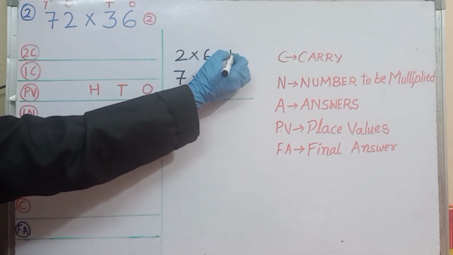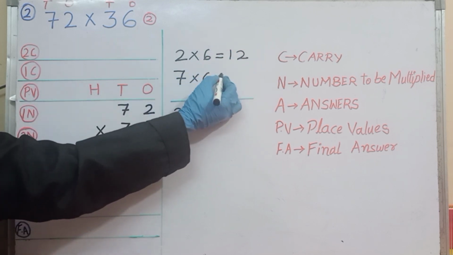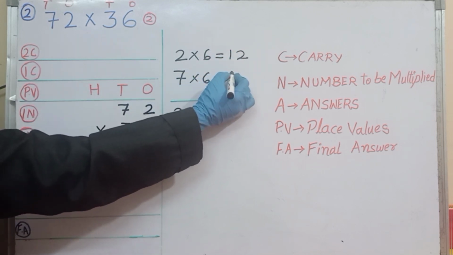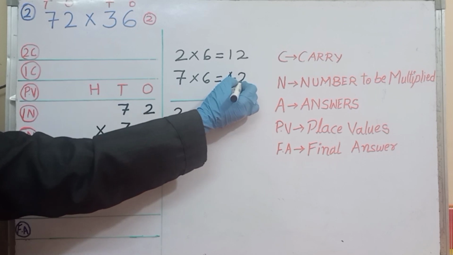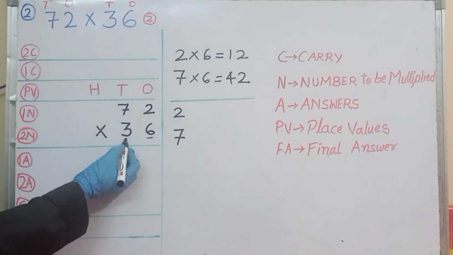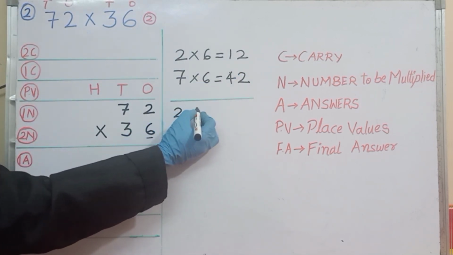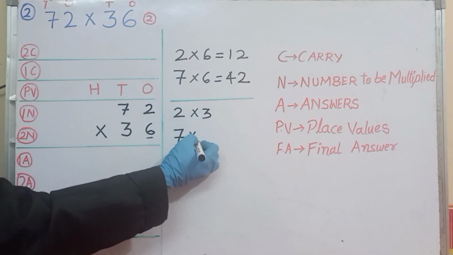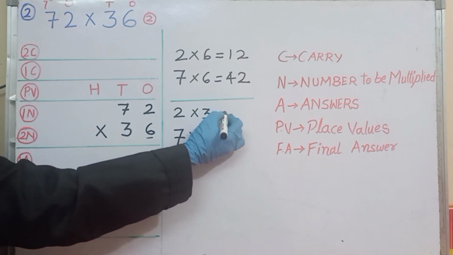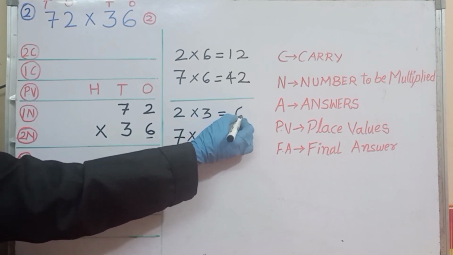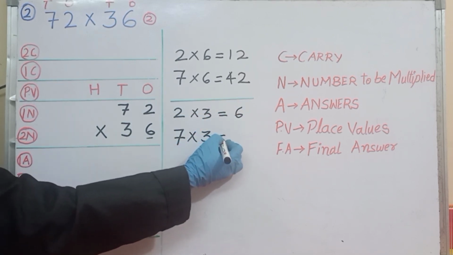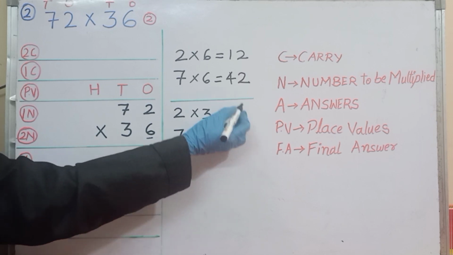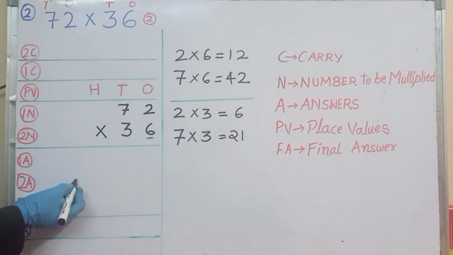2 6s are 12. 7 6s are 42. Now what is the second number to be multiplied? It is 3. So in the second phase I am multiplying with 3. 2 3s are 6. 7 3s are 21.